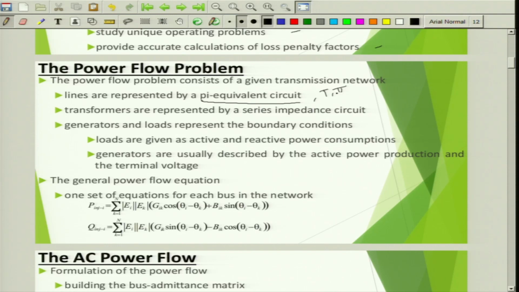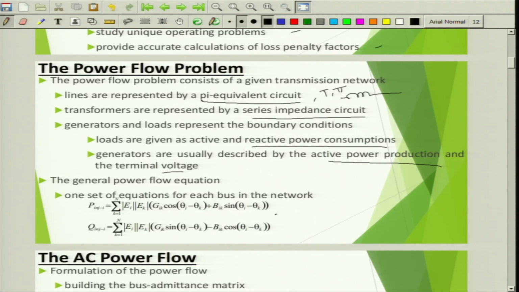Now the transformers are represented by a series impedance circuit, and generators and loads represent the boundary conditions. Loads are given as active and reactive power consumptions. Generators are usually described with the active power production and the terminal voltage. I will discuss different types of buses, I will give you an overview.